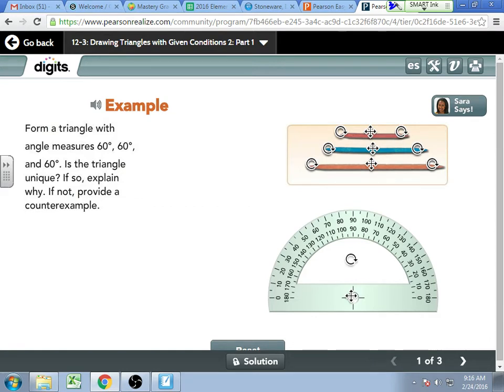Now, if all of my angles are the same size, what's that tell me about my sides? Cassidy? The sides have to be equal. If all angles are equal, all sides have to be equal. So what kind of triangle is this going to make? An equilateral triangle. So somewhere write down that this is going to be an equilateral triangle because we see all three of these angles are the same.